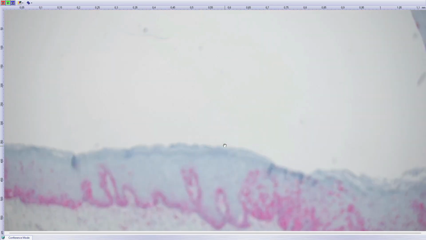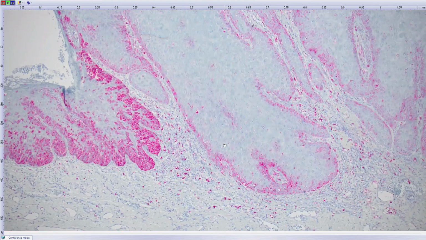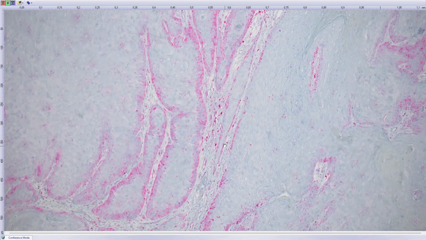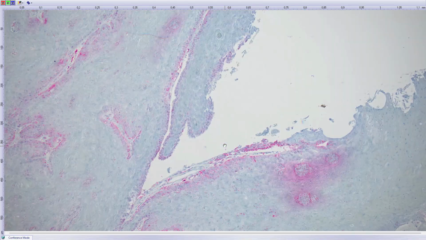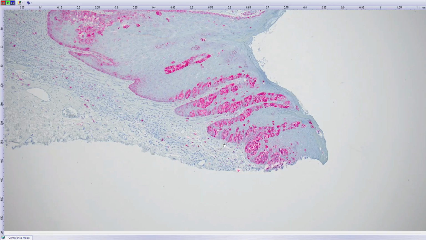Has anybody a suggestion of what it is? It is stathmin. Stathmin is an interesting marker which stains all dysplastic cells in vulva and cervix. You see, dysplastic here is the peripheral layer that is P53 positive, yeah? And the same positive are these lesions here, yeah?